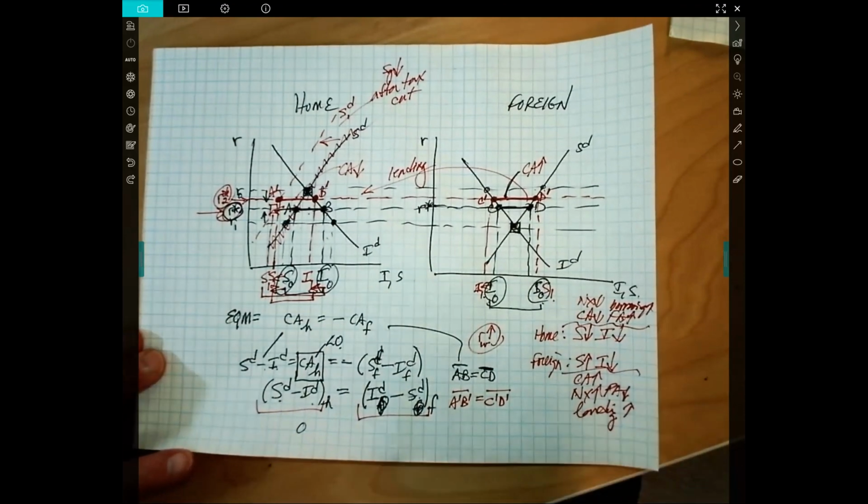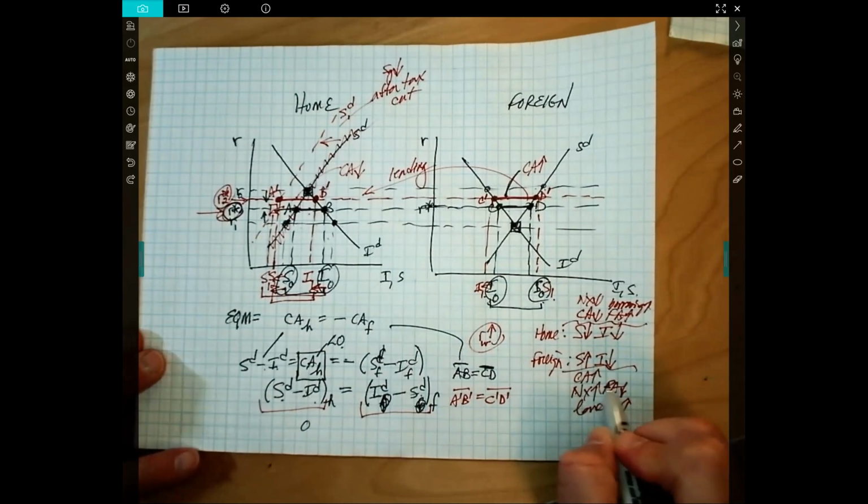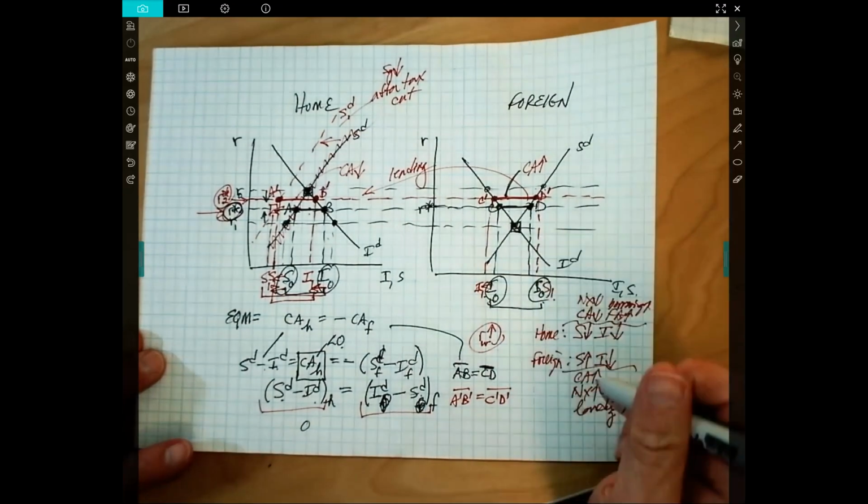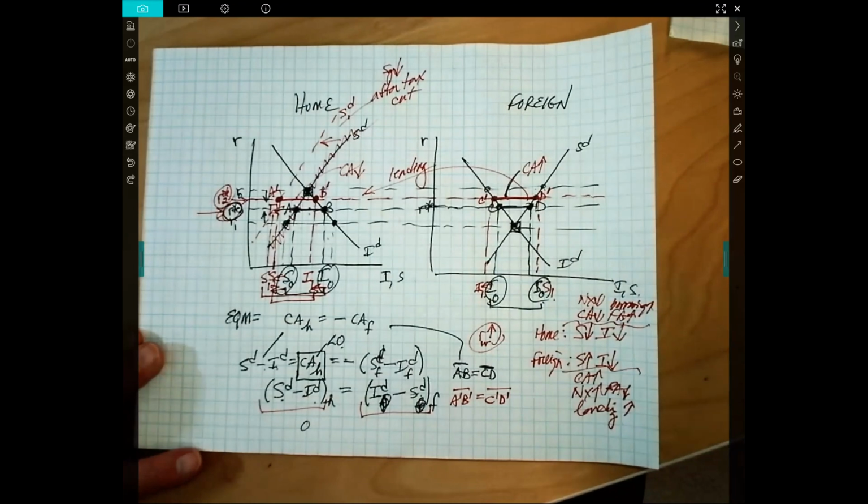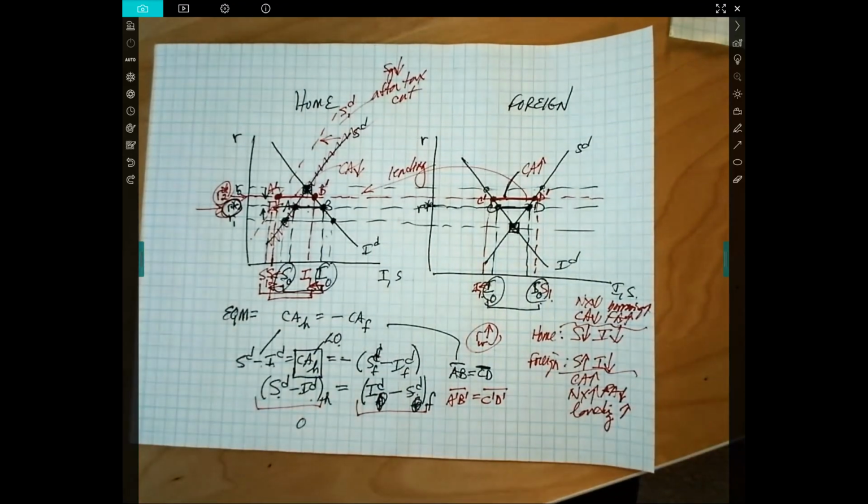So the financial account over here, the current account was positive. So the financial account going down means it's more negative. It's a bigger negative number. It means more lending.